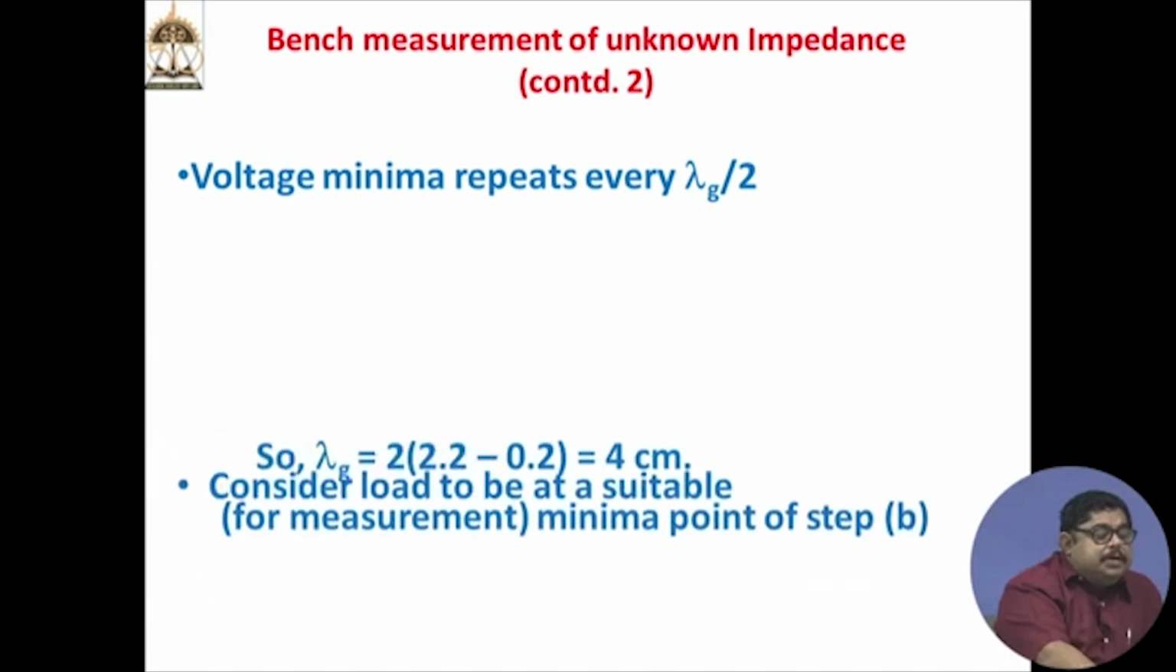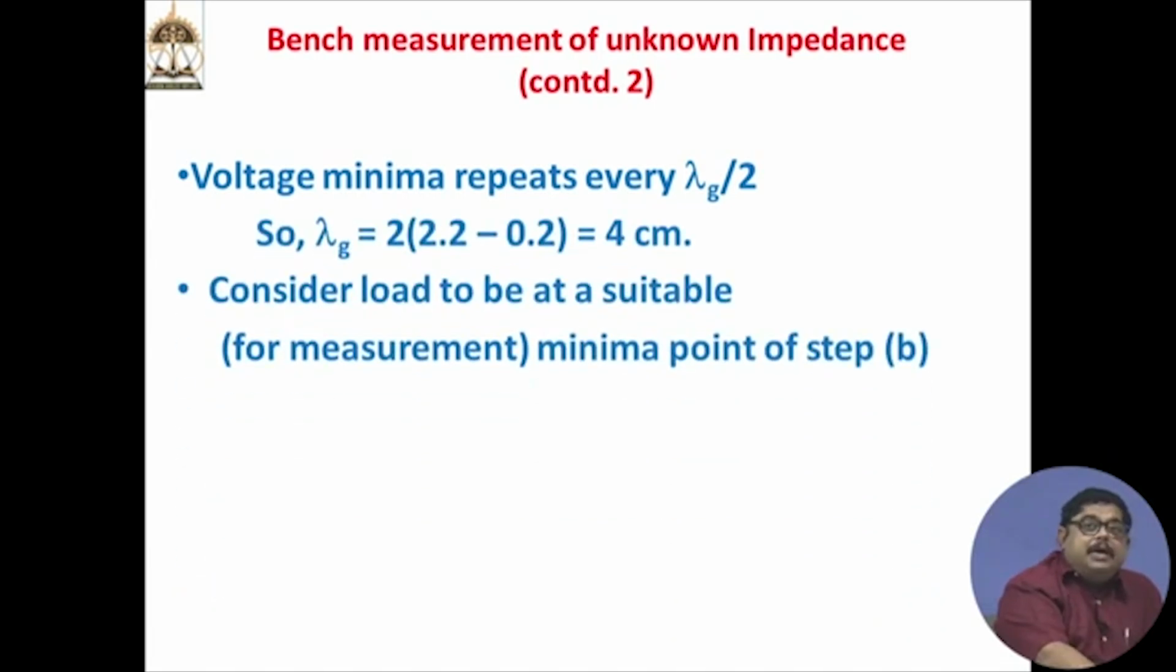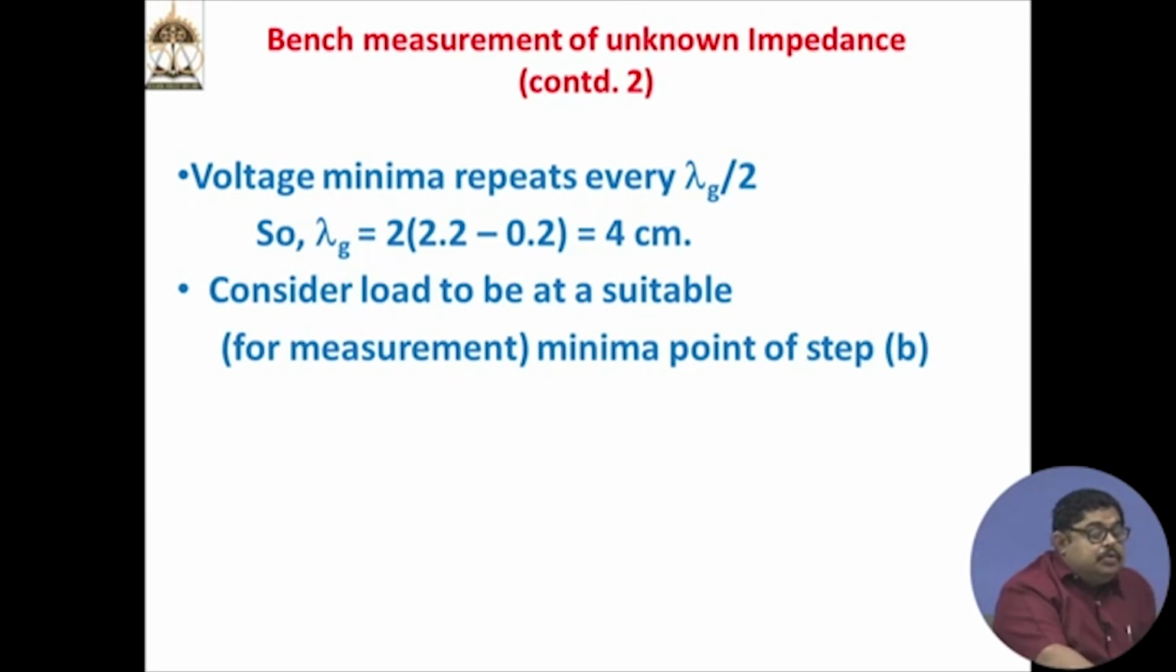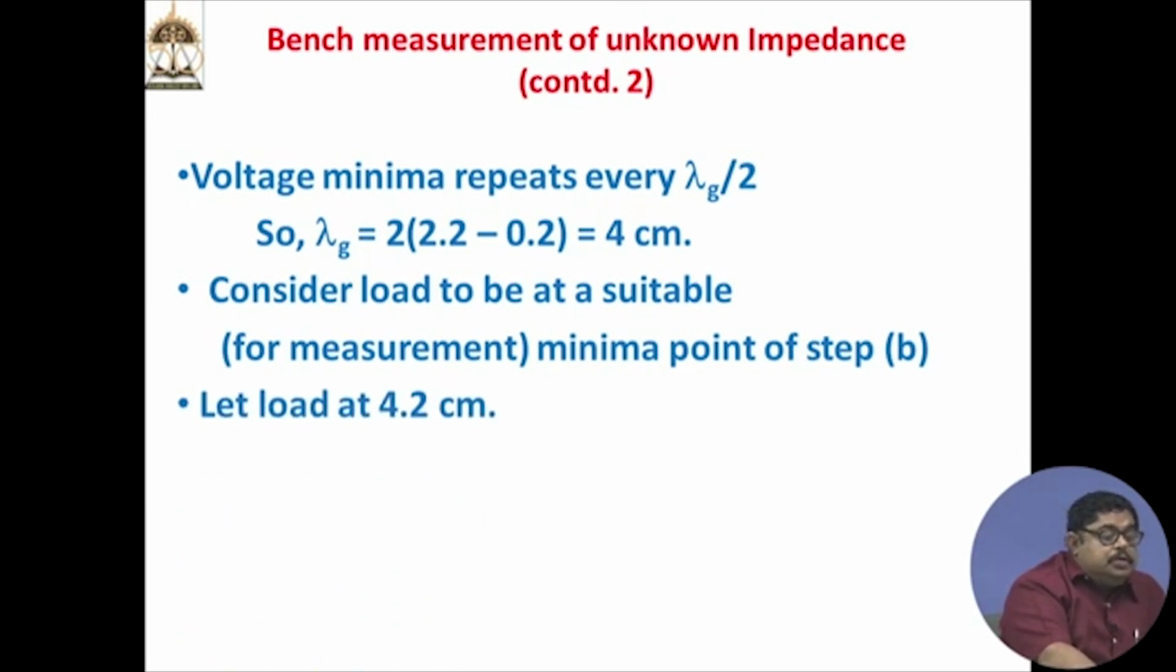Voltage minima repeats every lambda by 2. So, by finding the difference between two minima positions, we can calculate lambda g. In this case, it is coming out to be 4 centimeter. Now, let the load be at 4.2 centimeter. Actually, the load position is not accessible to you.